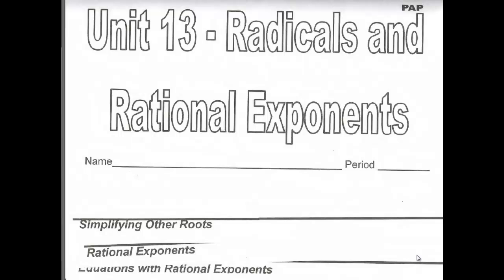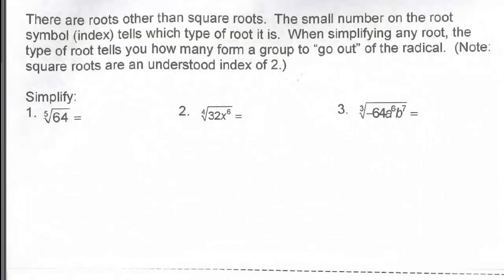We begin Unit 13, Radicals and Rational Exponents, with simplifying other roots. There are roots other than square roots. The small number on the root symbol is the index. It tells us which type of root it is. When simplifying any root, the type of root tells you how many form a group to go out of the radical. Note square roots are understood to be an index of 2. We don't write the little 2 down.